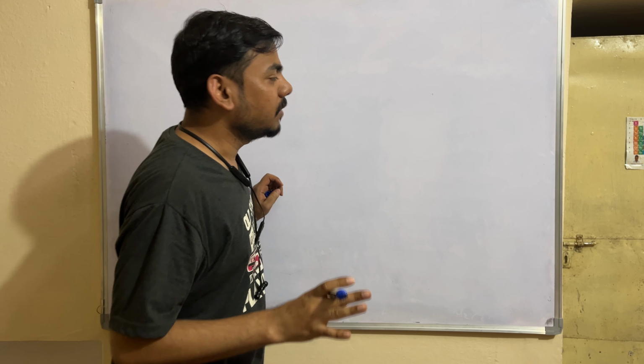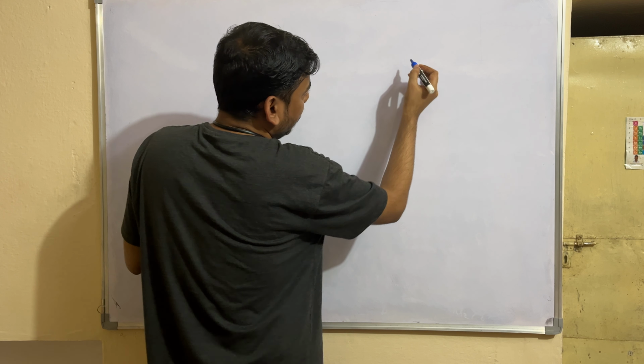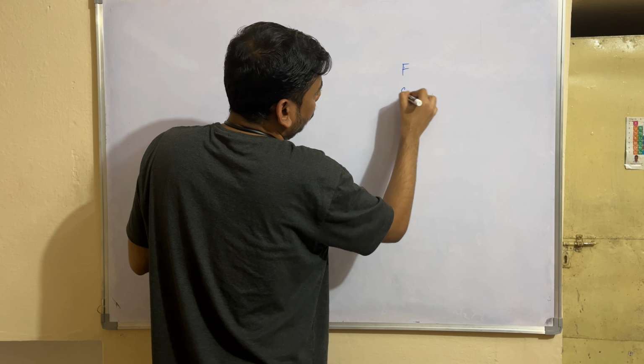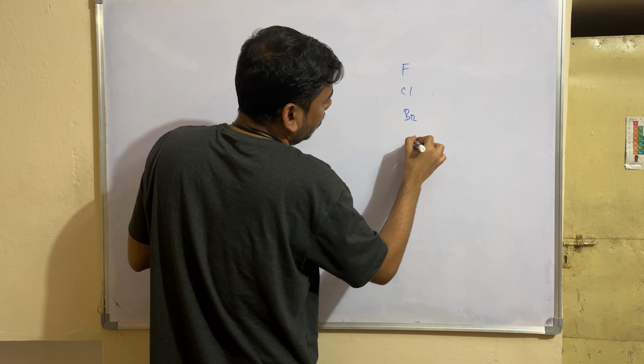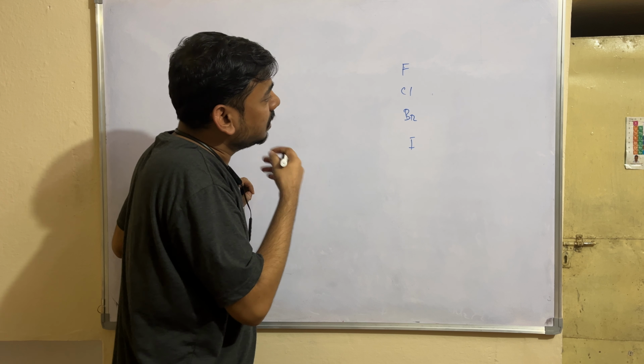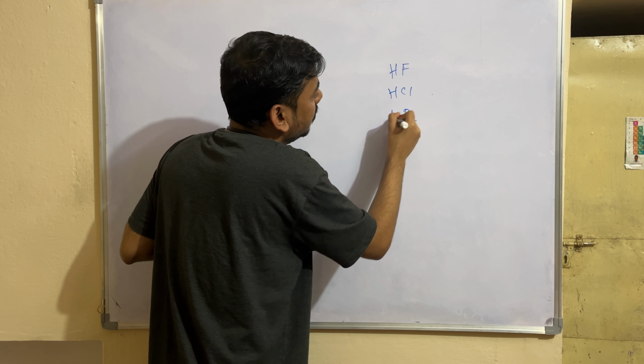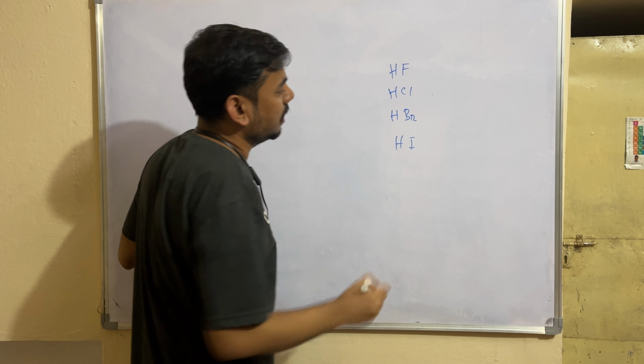After a long time, one important concept we are going to discuss today. Group 17 elements: fluorine, chlorine, bromine and iodine. If I ask for the hydra acids of group 17 elements, the halogens, what are those? HF, HCl, HBr and HI, hydrogen halides.